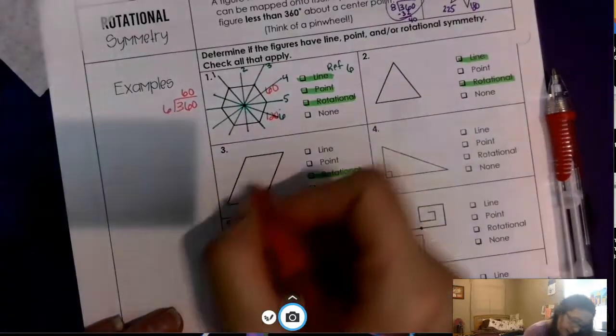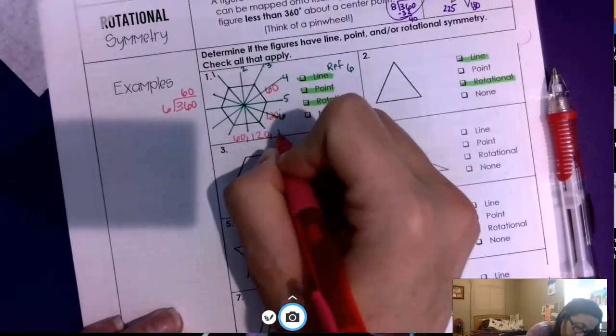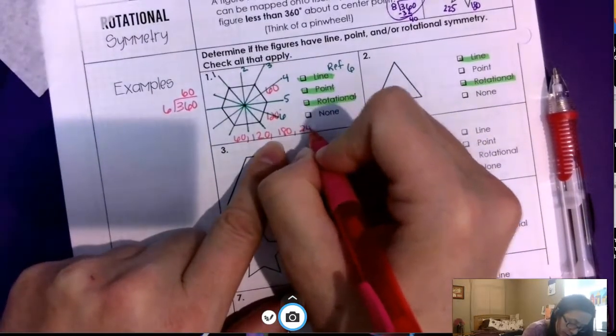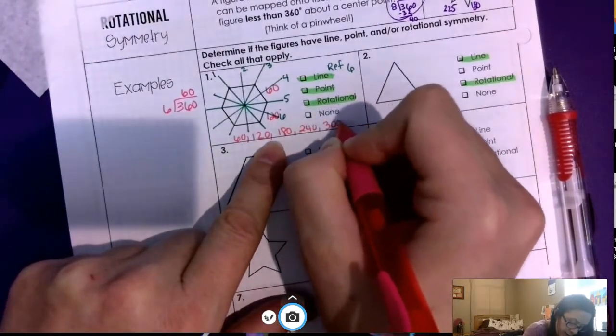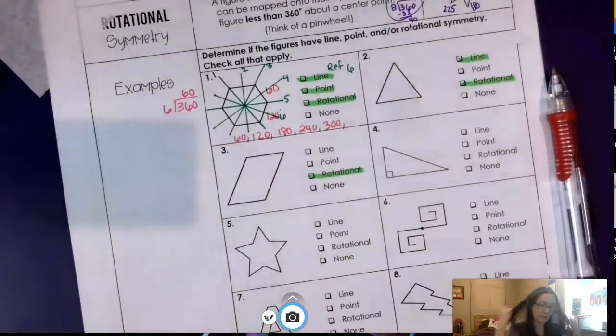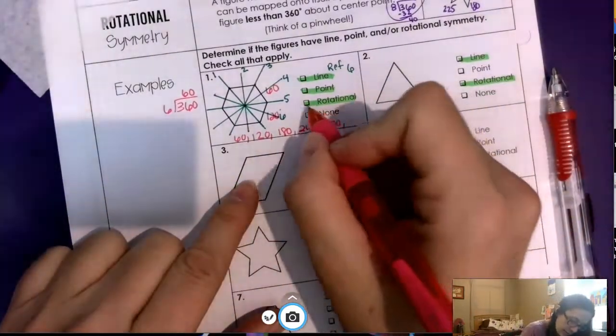So we could write these down. I'm going to write them at the bottom. 60, 120, 180 it will work at, plus 60 will be 240, plus 60 will be 300, and then 360. Do we include 360? No, because that works for all of it. So those are my rotational symmetry.